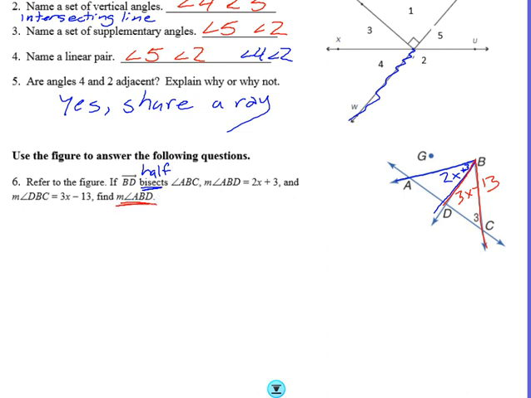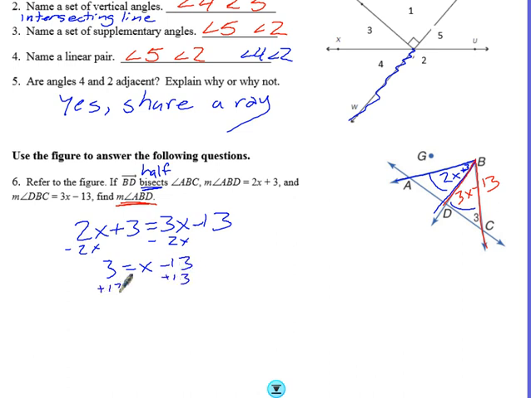So if you actually take a look here, if it's bisecting, what you need to remember is that it means that these two parts are equal. If it's cut in half, two equal parts. So all we're going to do for this is set these two parts equal to each other, and then solve for x. So I'll subtract 2x from both sides, giving me 3 equals x minus 13, and then I'll add 13 to both sides, giving me x equals 16.